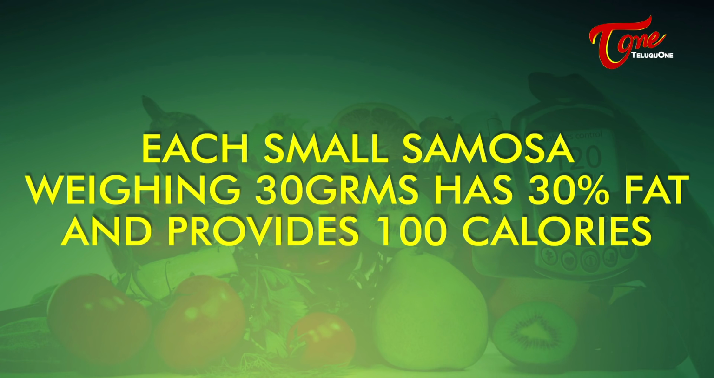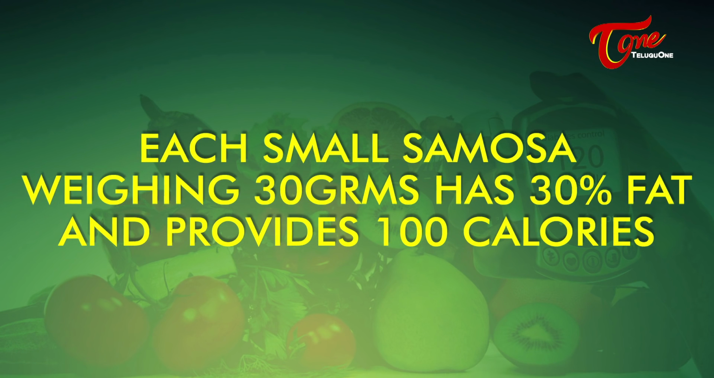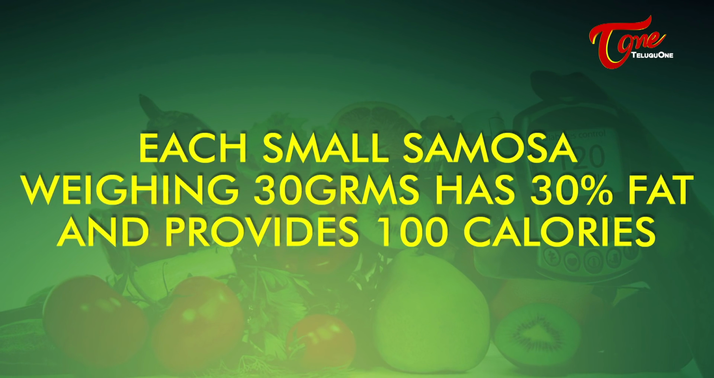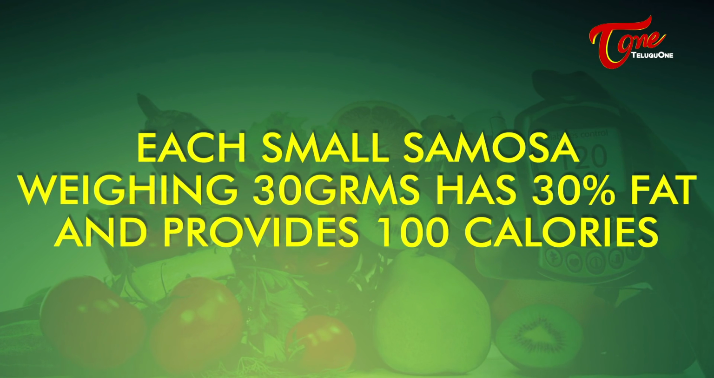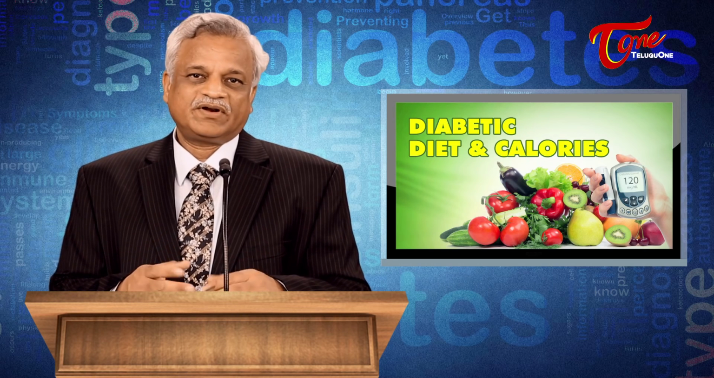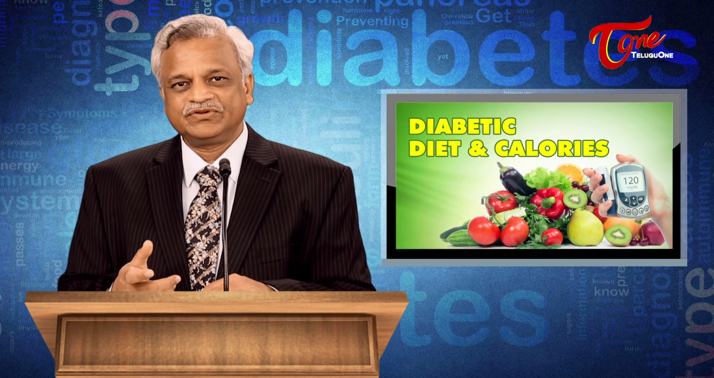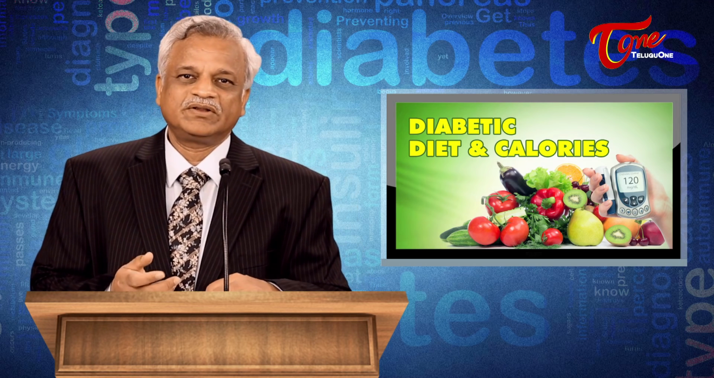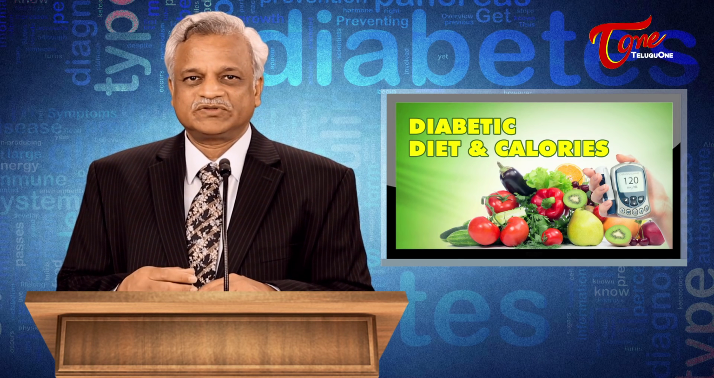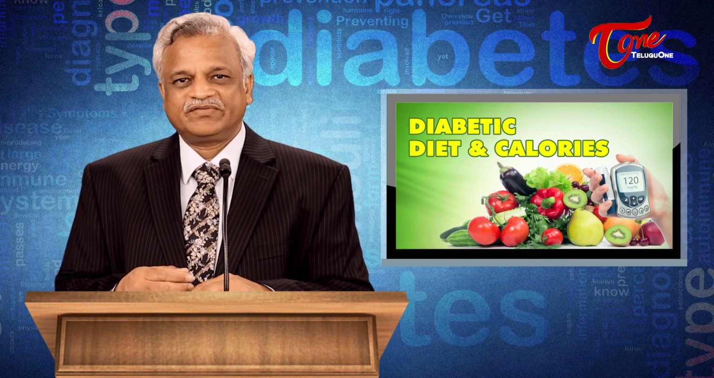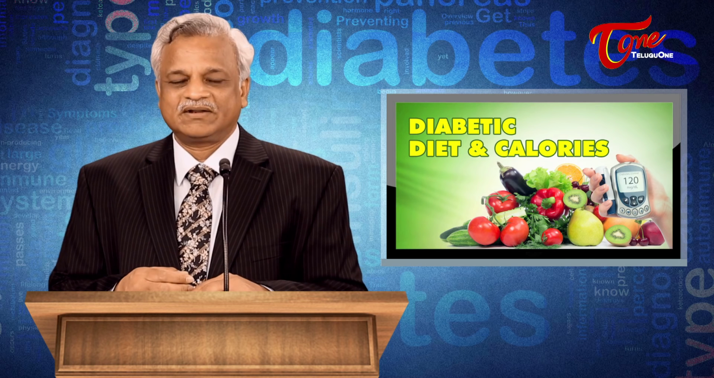When you eat a samosa weighing about 30 or 40 grams, it contains about 10 grams of oil, and 10 grams of oil provides you with 100 calories of energy. That is equivalent to 5 or 6 cups of tea or coffee with sugar taken over the entire day. You get that kind of calories from one samosa. People tend to eat 2 or 3 samosas. I am talking about small samosas, not the large ones you get in bakeries nowadays. The small samosas weigh about 30 grams, with 10 grams of oil and 100 calories.